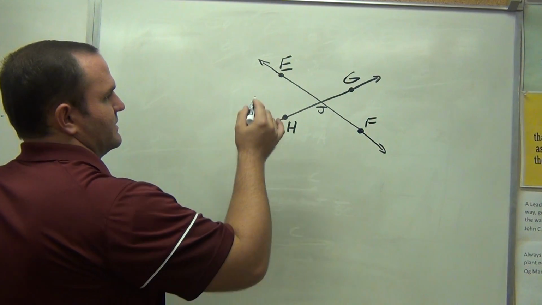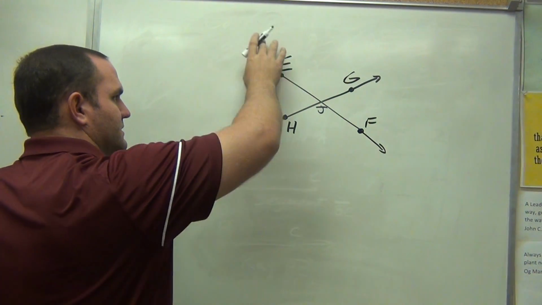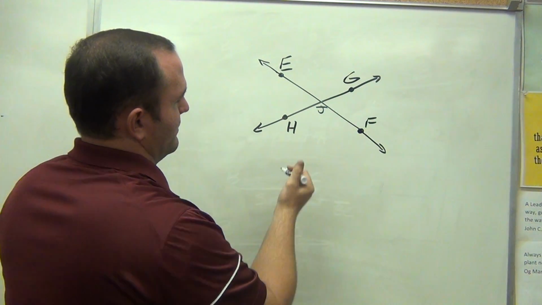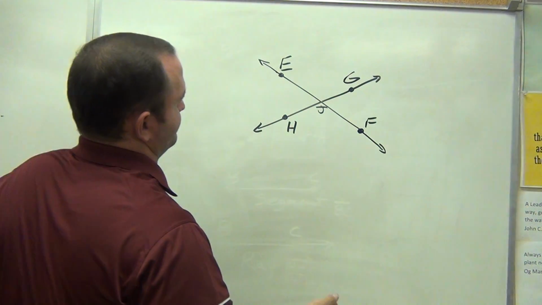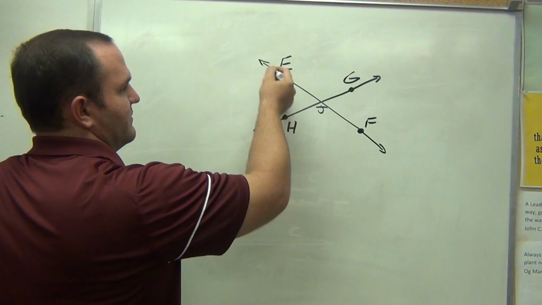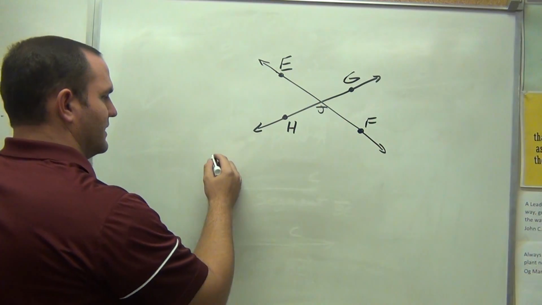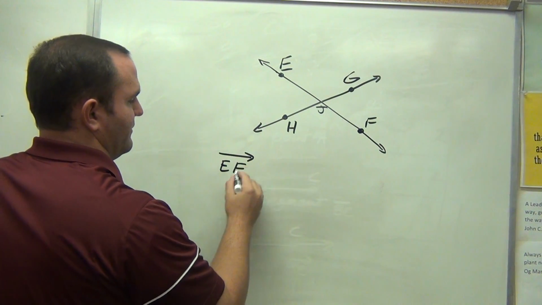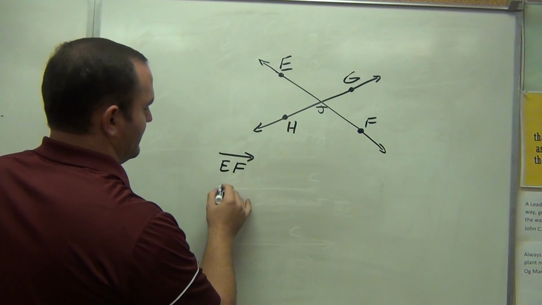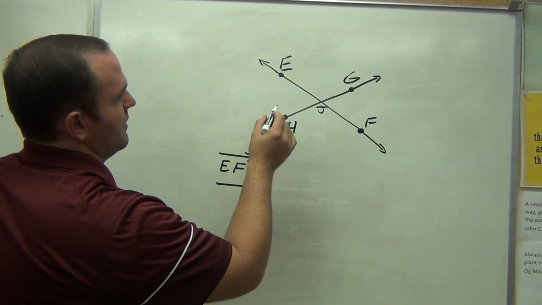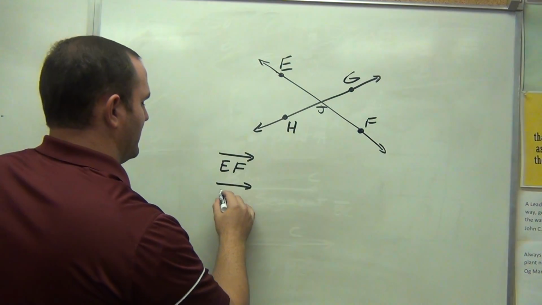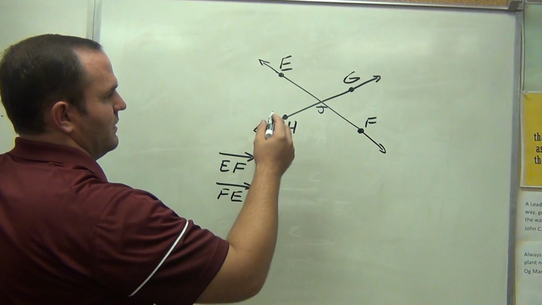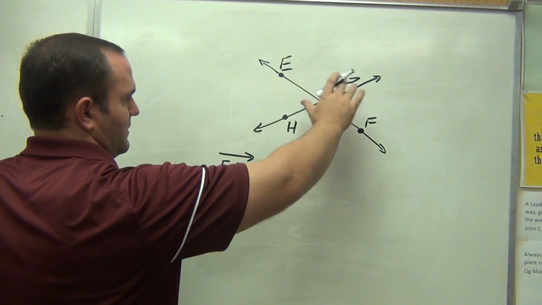So let's take a look at this. I'm going to start on this side. And so I have two rays that are going away from each other. So I should have two out of this line right here. I should have ray EF, okay? And then I should have a ray going the other direction, FE, okay?